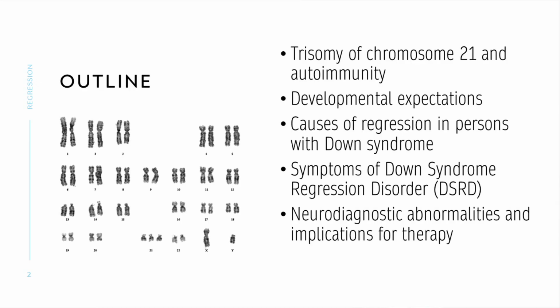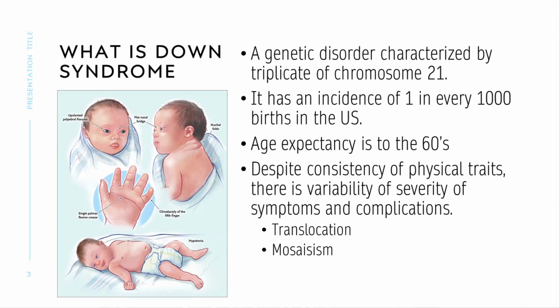So the outline for this presentation is going over what is trisomy 21, autoimmunity related to trisomy 21, developmental expectations, what the typical causes of regression are in persons with Down syndrome, how that differs from typical symptoms of Down syndrome regression disorder, as well as the typical neurodiagnostic abnormalities and those implications for therapy. So what is Down syndrome? It's a genetic disorder characterized by triplicate of chromosome 21.